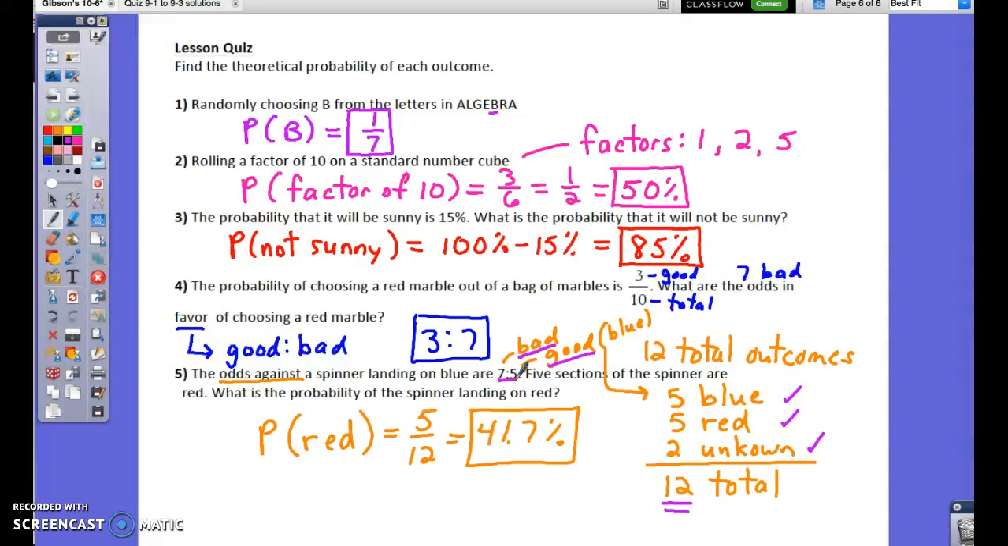Well, they want to know the probability of getting a red. Again, there's 5 ways of getting a red out of 12 ways total, and that's how we would calculate the probability: 5 out of 12, which translates to 41.7%. So, I hope this video was helpful. Good luck with this section.